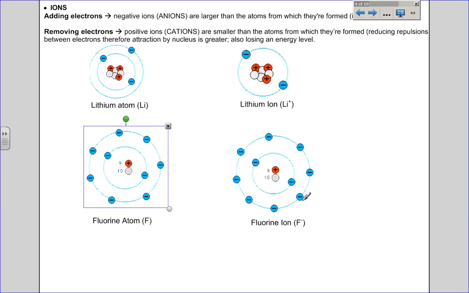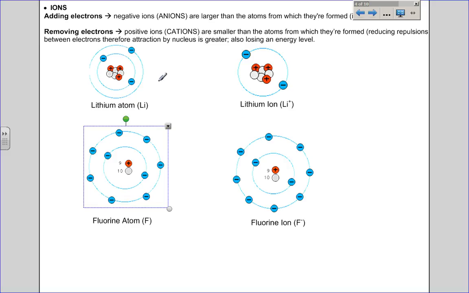the size of the ion in this case is going to be larger, because by adding an electron to the second energy level, we've increased the repulsions of the electrons, and so overall the effective nuclear charge has decreased. When the effective nuclear charge decreases, the atom gets larger because the nucleus is not pulling the electrons in as tight as it previously was. So when comparing a fluorine atom to an ion, the ion is larger.